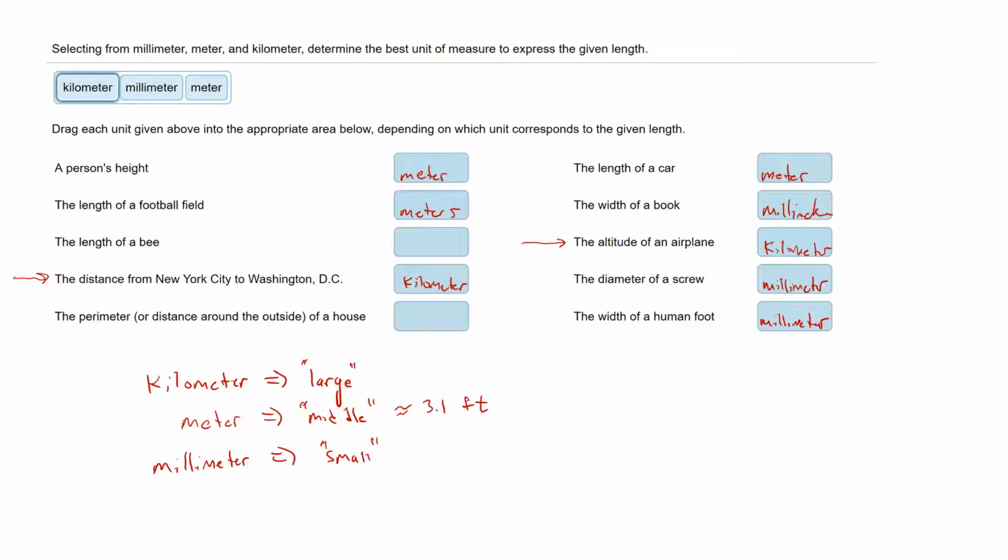Length of a bee, that's a small distance, so that would be millimeter. And the distance of a house, a kilometer is too big for that, and a millimeter is way too small. This would be a meter.